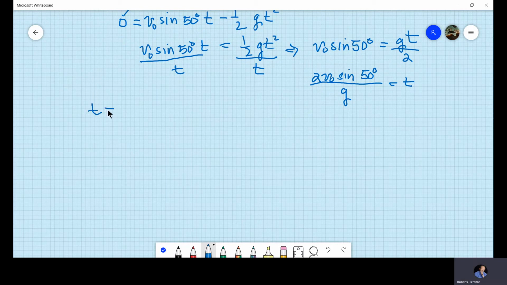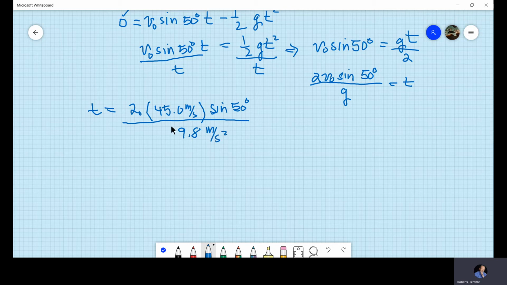So t is going to be equal to 2 times the initial velocity of 45 meters per second, the sine of 50 degrees, divided by 9.8. Now notice there is no negative here because we cancel that negative when we move one of the terms to the other side of the equal sign.